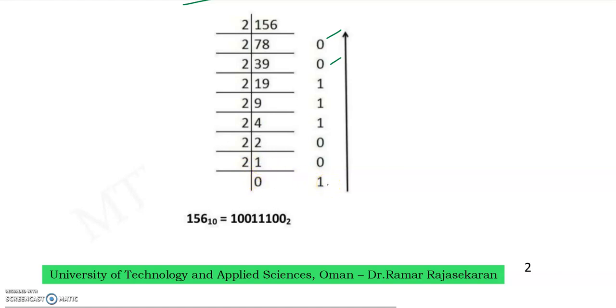Now you list all the remainders from bottom to top. That is here, from bottom to top. So 1 0 0 1 1 1 0. This is the binary of this decimal number.